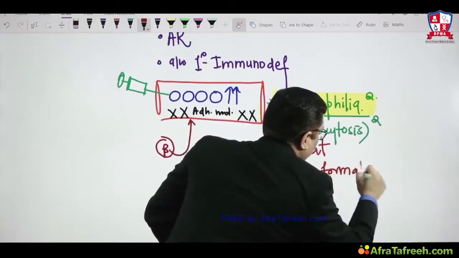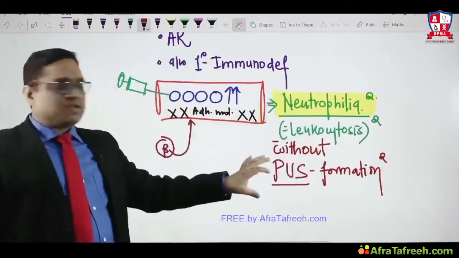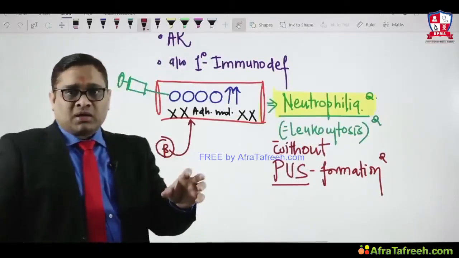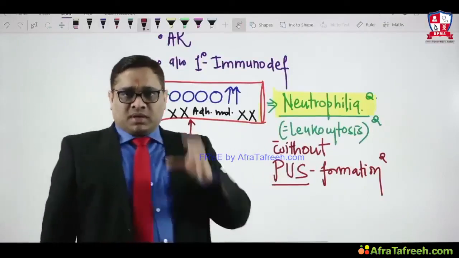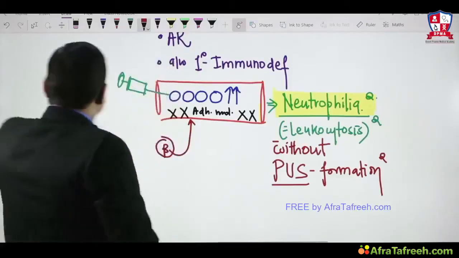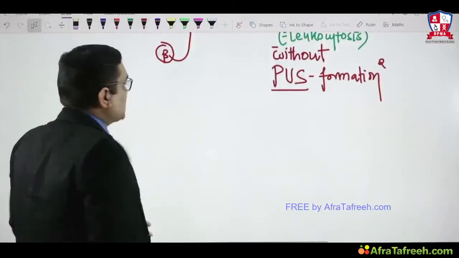This can be another future question which the examiner can ask you. Neutrophilia without pus formation is a feature of which disorder? This is how the question will be asked. Neutrophilia without pus formation is seen in which disorder? The answer will be leukocyte adhesion defect disorder, right? So these are important points about certain features of the leukocyte adhesion defect disorder.